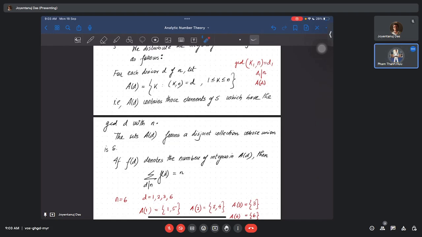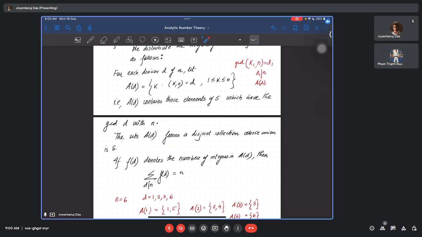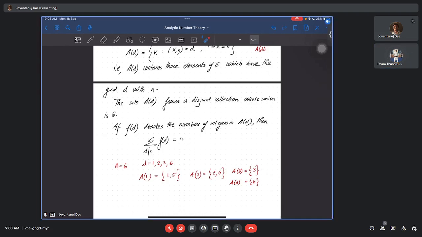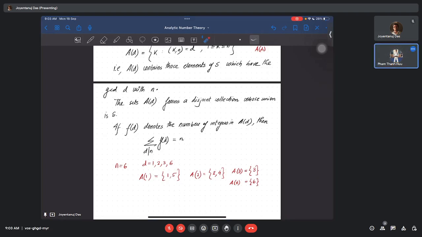For example, let F of d be the number of integers in A of d. Then F of 1 equals 2, and F of 3 equals 1. In this case it is the number of elements. Their sum is equal to n, because the union is the whole set S, so all the elements of S are in the sum of A of d, right? Up to this is fine.